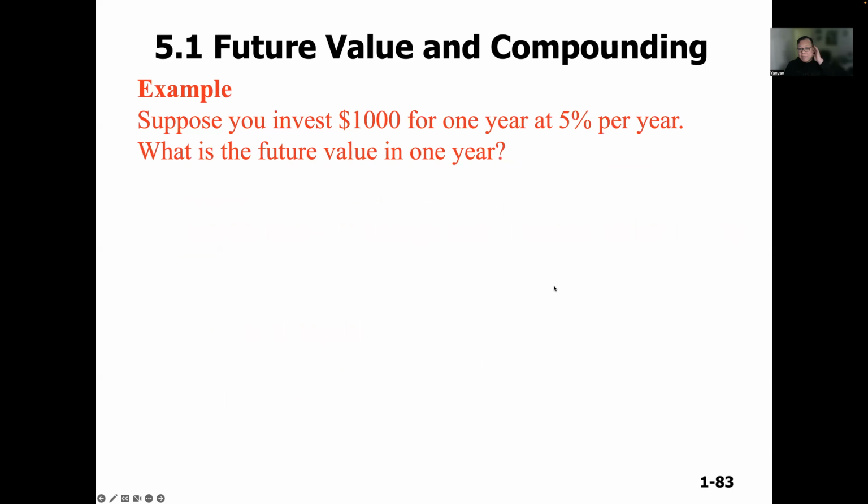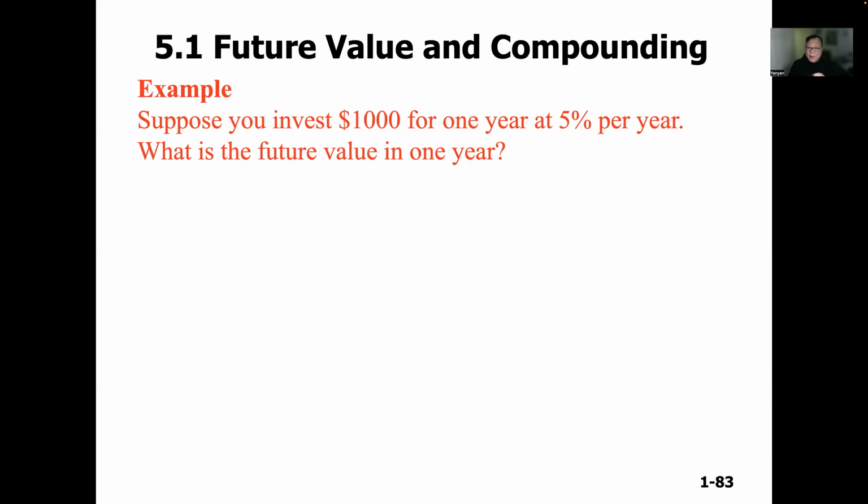So I will give you one example. Suppose that you have $1,000 now, you decide to deposit that into the bank, and you earn a 5% rate each year. So what's the future value in 1 year? One year after, what is the value of the money?